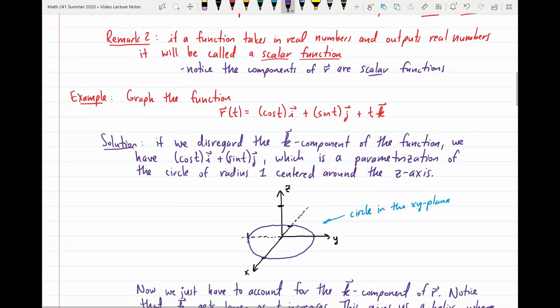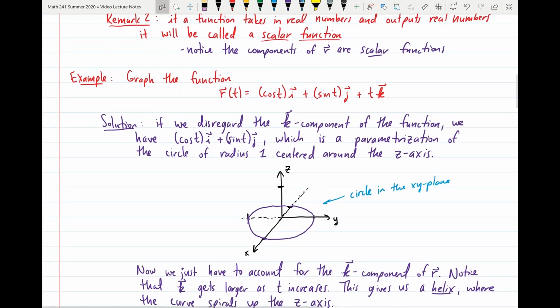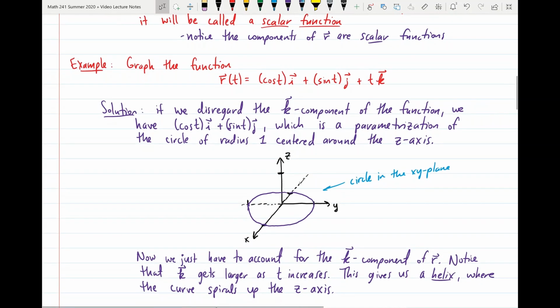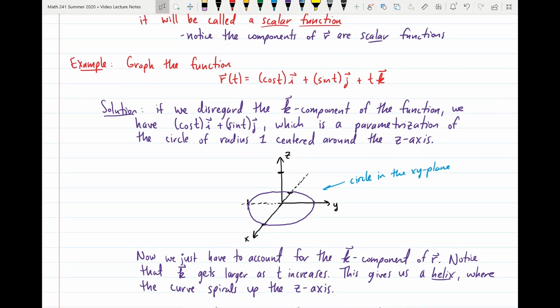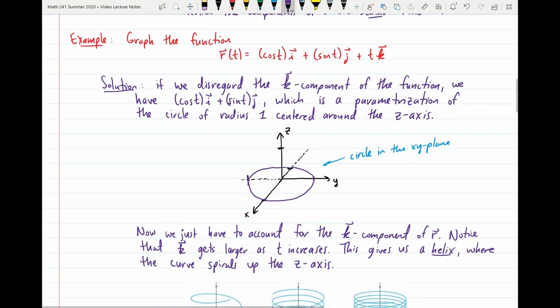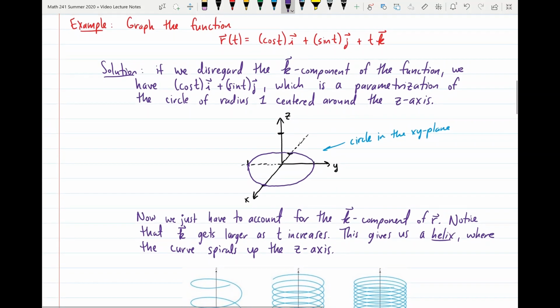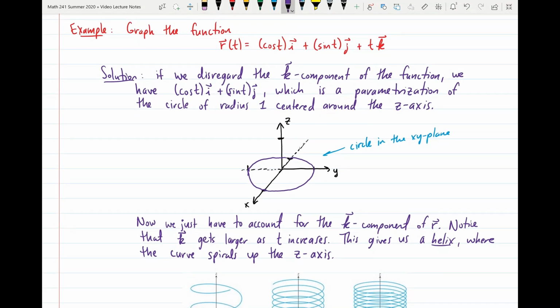Okay, so let's move right on to an example of a vector valued function and what it might look like. So we want to graph the function r of t is equal to cosine of t i plus sine of t j plus t k. And to graph it, first, let's just ignore what's going on with the k component of this function. So let's only worry about the i component and the j component.